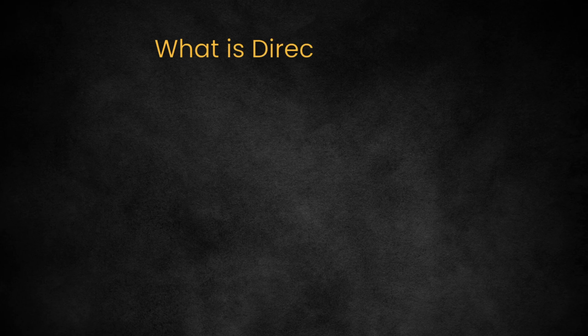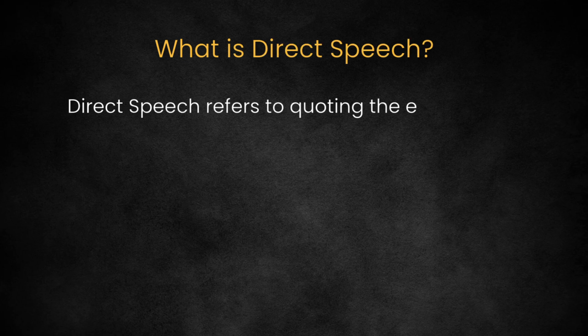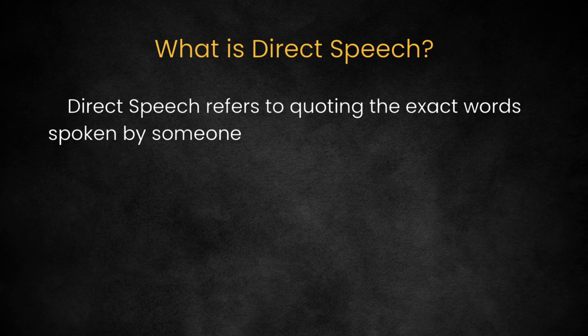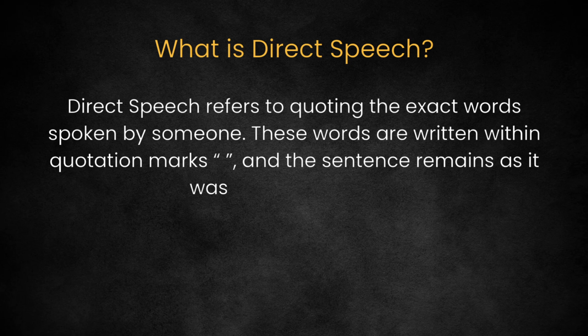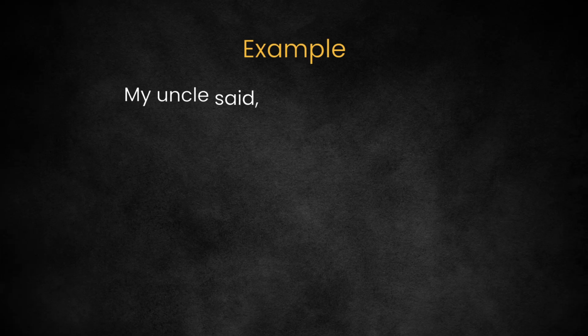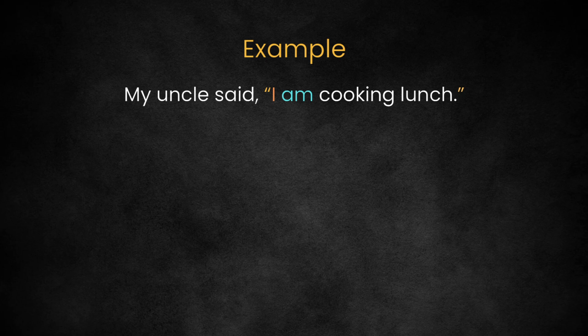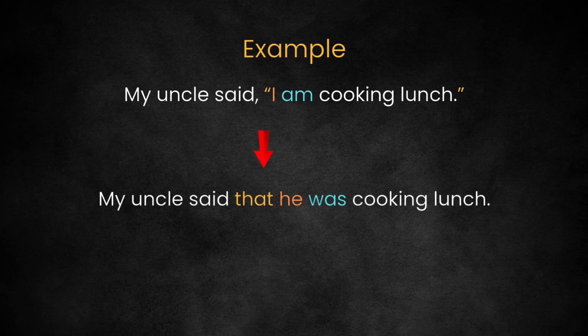What is direct speech? Direct speech refers to quoting the exact words spoken by someone. These words are written within quotation marks, comma, and the sentence remains as it was originally spoken. Example: my uncle said, "I am cooking lunch." While converting, it would change to "my uncle said that he was cooking lunch."